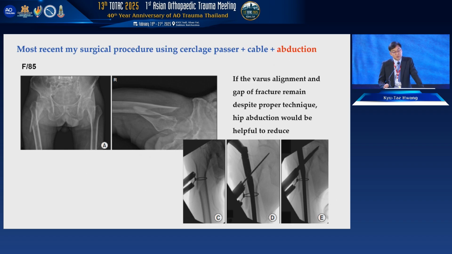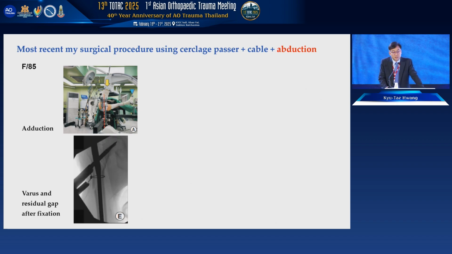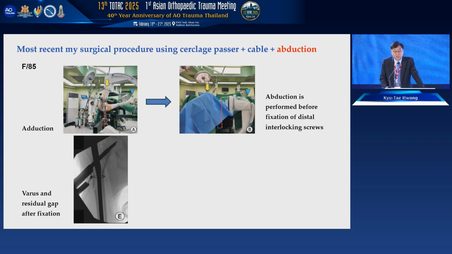These are additional notes on my recent surgical procedure using the circlage passer and cable in abduction position of the hip joint. If varus alignment and a gap of the fracture remain despite proper technique, hip abduction would be helpful to reduce. Most surgeons usually operate in adduction position of the hip joint like this. You can see the varus and residual gap after fixation, like this. At this point, abduction position of the hip joint could be helpful to reduce the remaining residual gap.